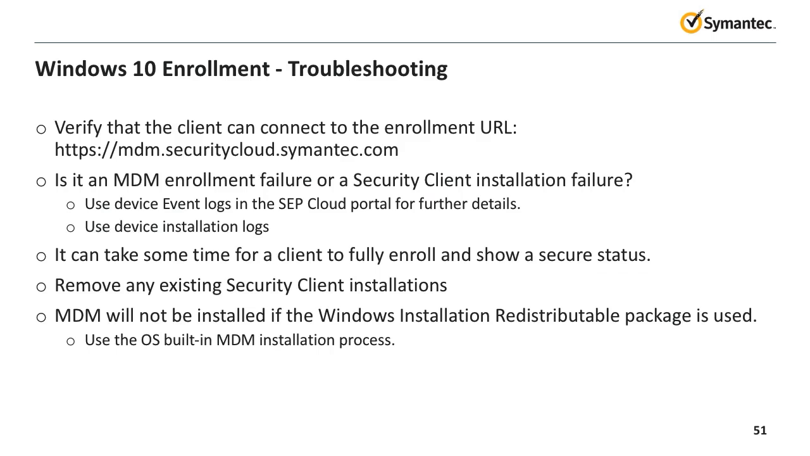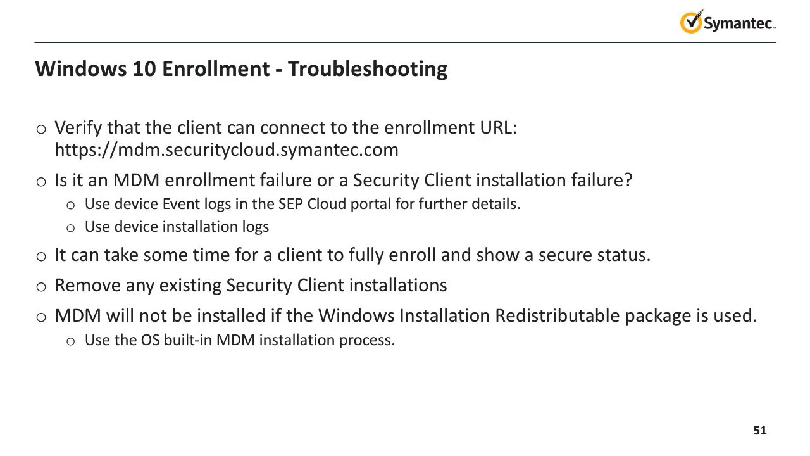Should you need to troubleshoot enrollment issues on Windows 10, here are some recommended steps. Enrollment may fail when entering the URL for the enrollment server. Ensure that the client can connect to mdm.securitycloud.symantec.com and that it has been entered correctly. If the client is not appearing, verify whether it is an MDM enrollment or a security client installation failure. This can be done by checking device event logs, looking for an enrollment completion entry, or by examining device installation logs located in Program Data Norton Installer. If the process proceeded far enough to create Norton installation logs, the MDM enrollment was successful.